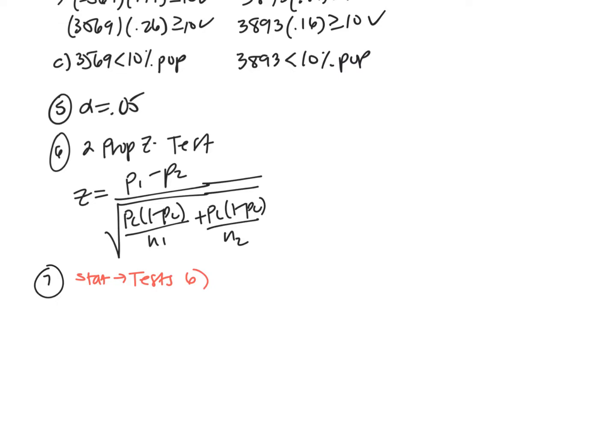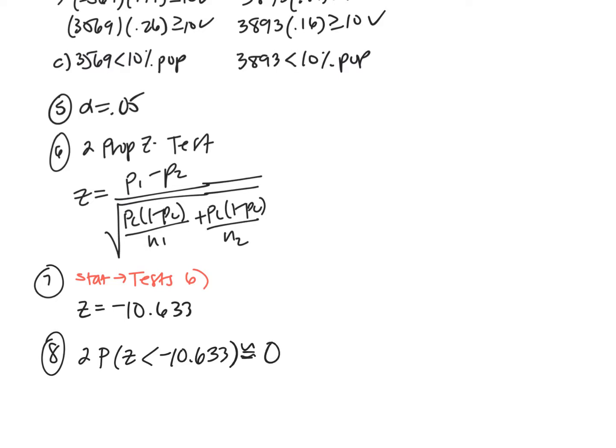Oops, not t. And you should get that z equals negative 10.633. Mind your notation. This is 2 times the probability of z being less than negative 10.633. Don't forget, you have to multiply by 2 because we're using not equal to. Since the z-score is negative, we use less than. The p-value for that is approximately 0. That's less than alpha, we're rejecting the null.